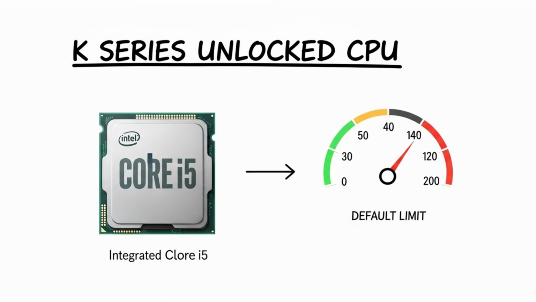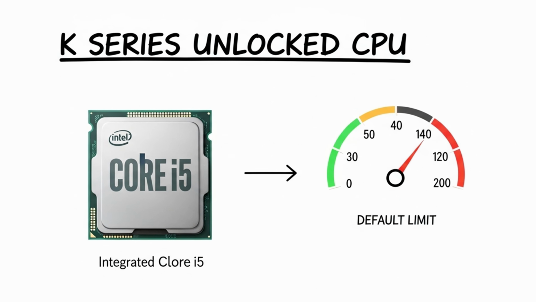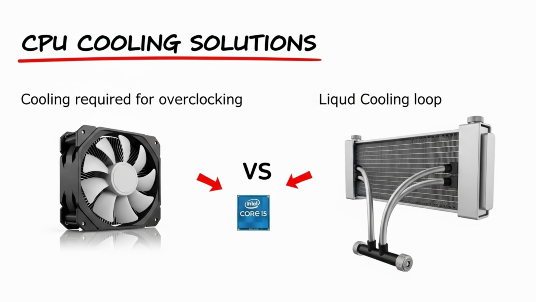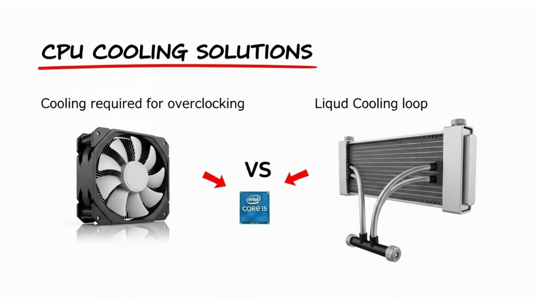This designates an unlocked multiplier, allowing users to overclock the CPU. By increasing the clock speed beyond the factory settings, you can extract extra performance, though this requires a robust cooling solution, such as a high-end air cooler or a liquid cooling loop to manage the additional heat generated.